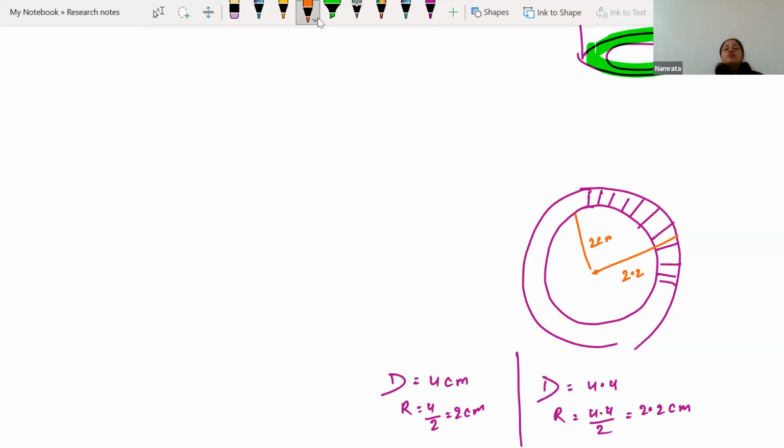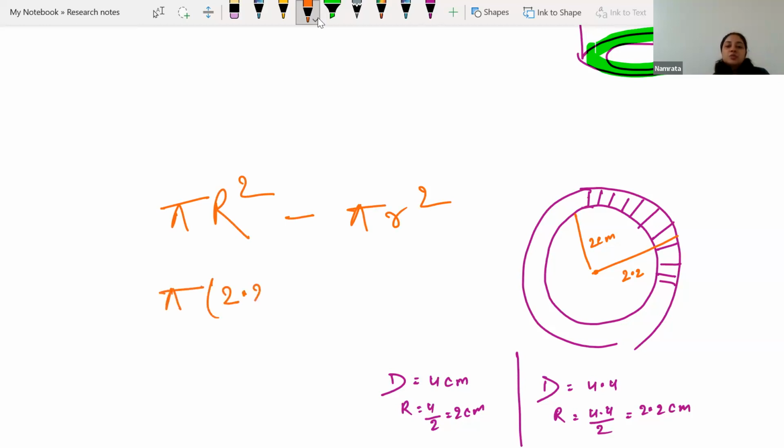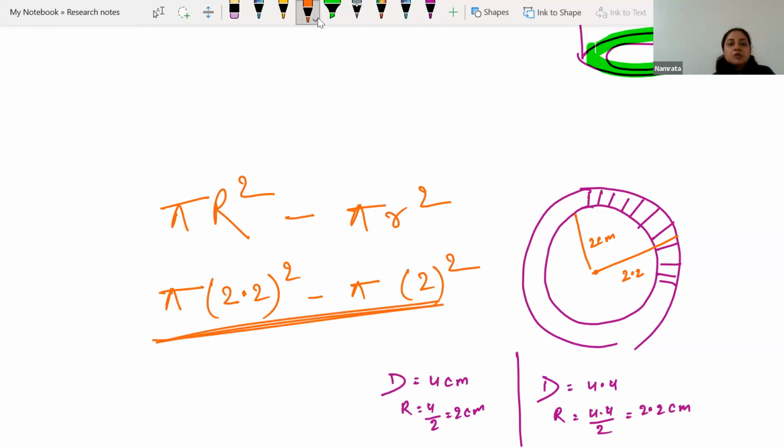For finding the area of the shaded portion, we will find the bigger area minus the smaller area. So pi R square, the bigger circle area, minus pi r square, the smaller circle area, will give the area of the shaded portion. So pi times 2.2 square minus pi times 2 square. This way we will get the area of this thicker portion, the colored portion. If you want to connect it with the previous shape, this is the green colored part we are talking about. This area only we are finding.